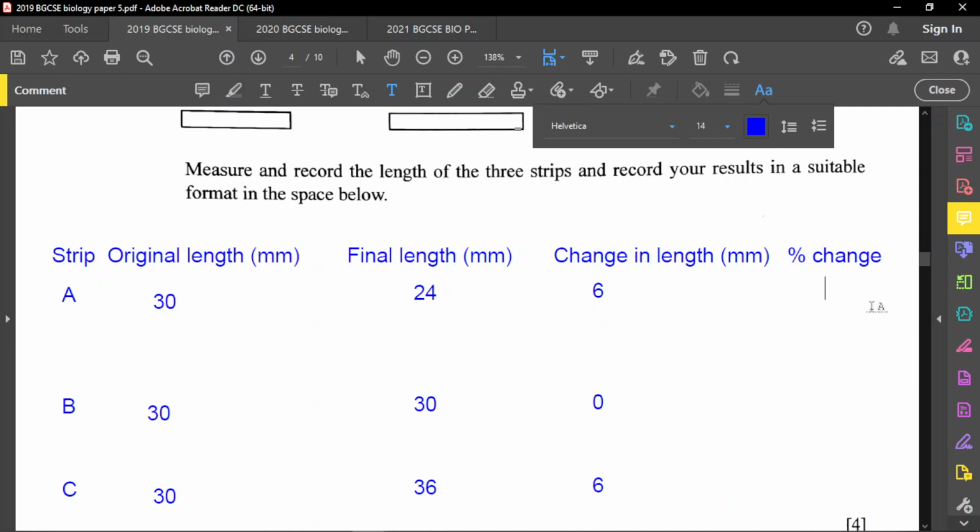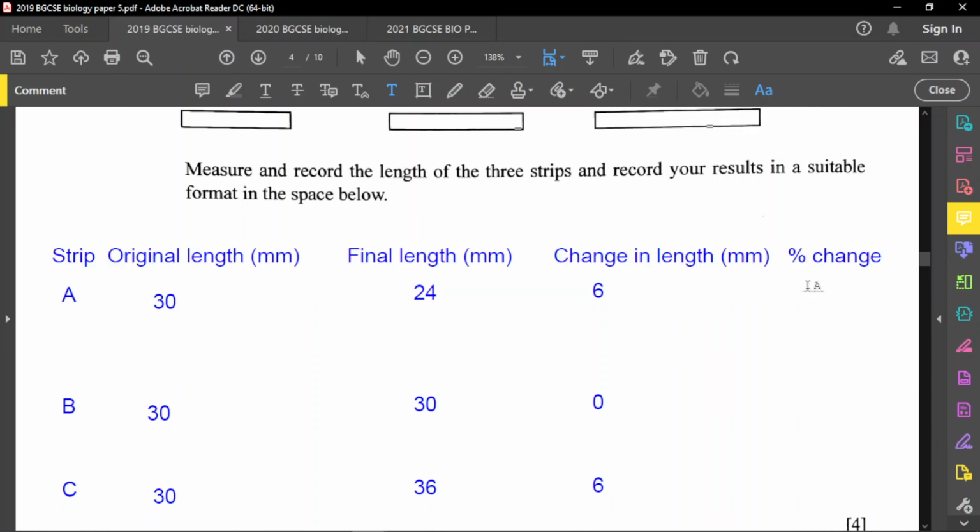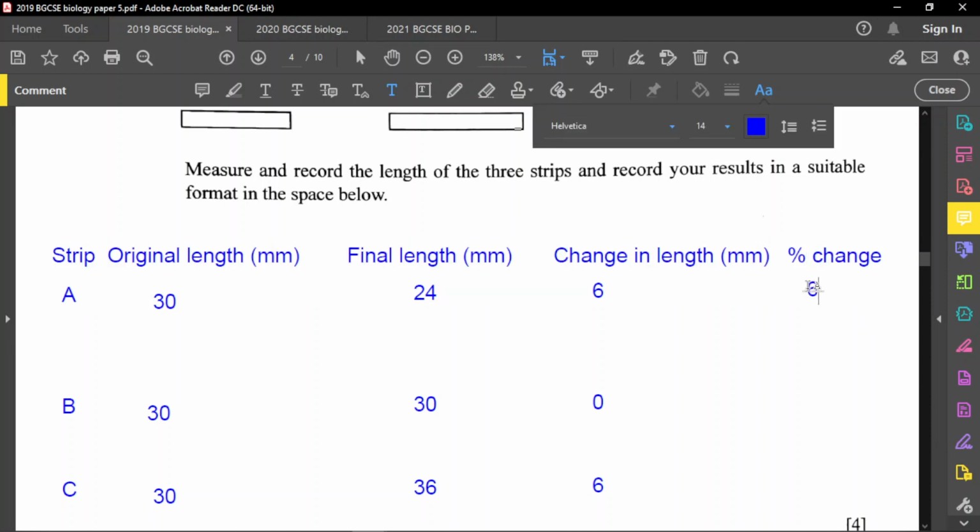In the final column, the percentage change is the difference over the original. To find the percentage change, I'm just going to work out one, and I don't need to work out all of them. For the first strip, you're going to say 6, which is the difference, divided by the original, which is 30, and all of that multiplied by 100%. So times 100.